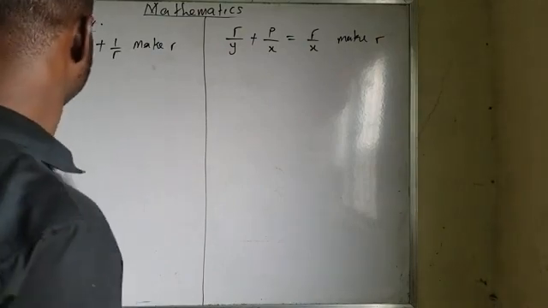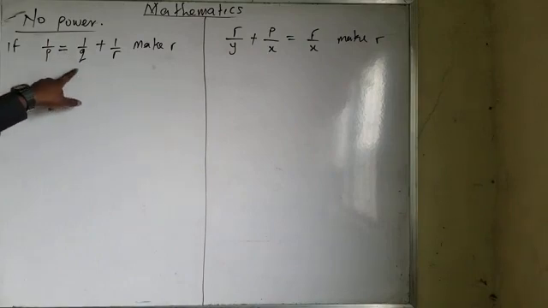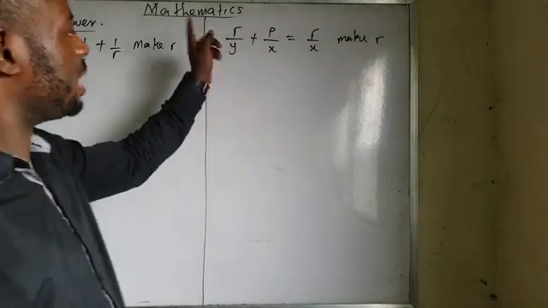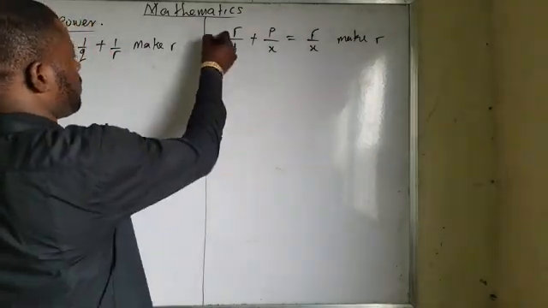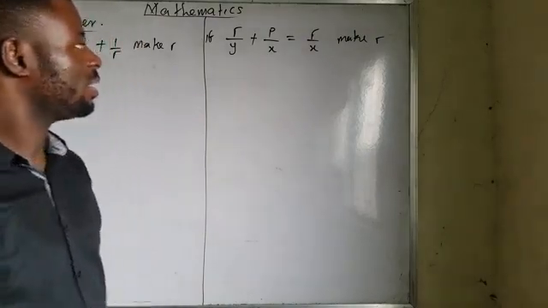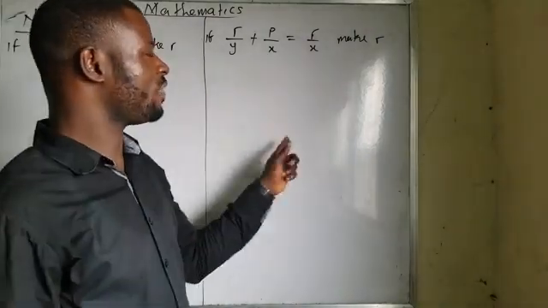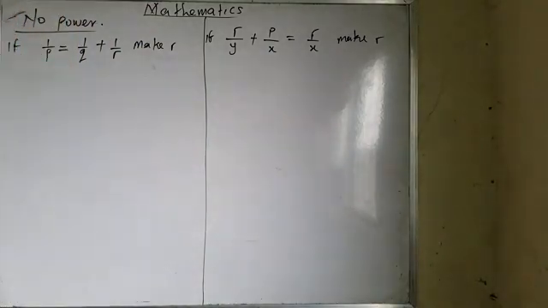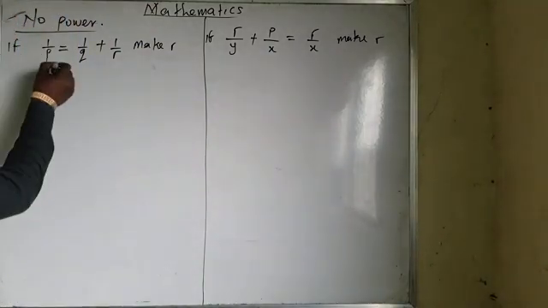I have: if 1 all over P equals 1 all over Q plus 1 over R, I'm to make R the subject. And if 1 all over Y plus P all over X equals R all over X, I'm to make R the subject. Let's see how it will go. Solution.